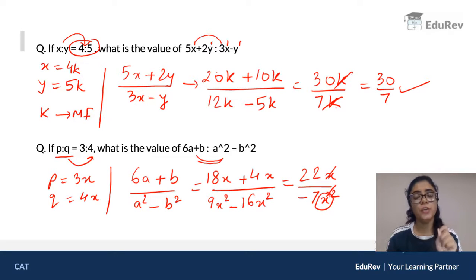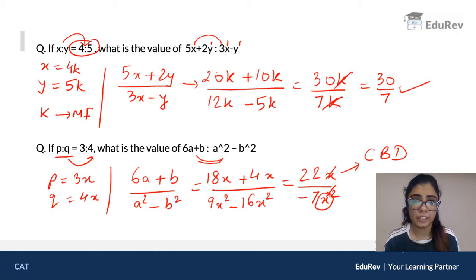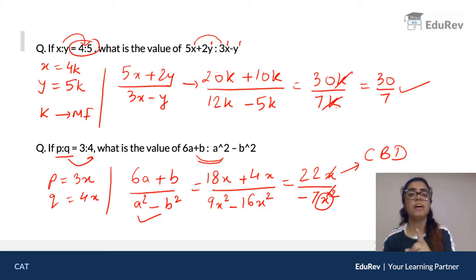The question is, do you know the value of x? We had assumed the values of p as 3x and q as 4x. We don't know the value of x. So in this case, your answer will be cannot be determined. You will not get the value of this ratio because we don't know the value of x.